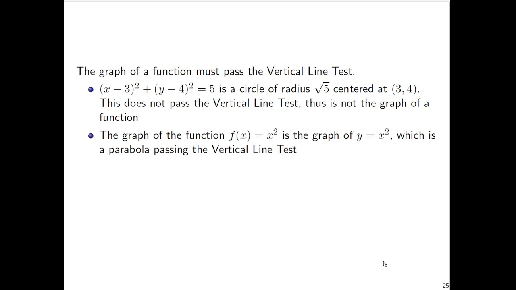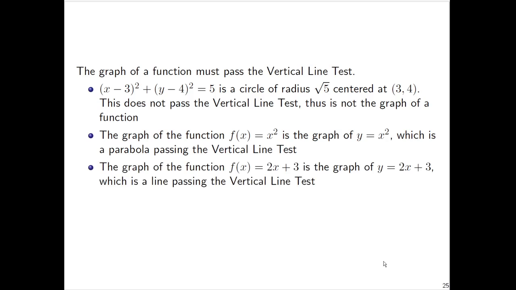However, the graph of the function f(x) = x², we saw that was the same as the graph of y = x². And that's a parabola that happened to pass the vertical line test. If we looked at the graph of the function f(x) = 2x + 3, that's the same as the graph of y = 2x + 3. And we recognize that as y = mx + b. That's a line which happens to pass the vertical line test as well. So the graph of every function must pass the vertical line test.